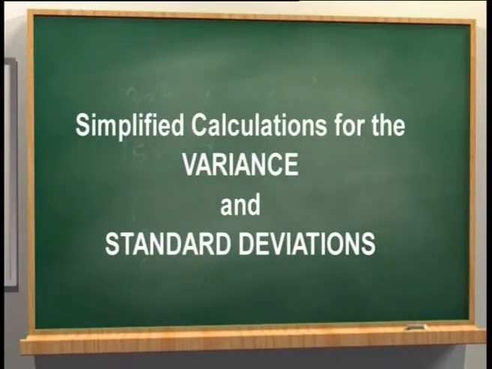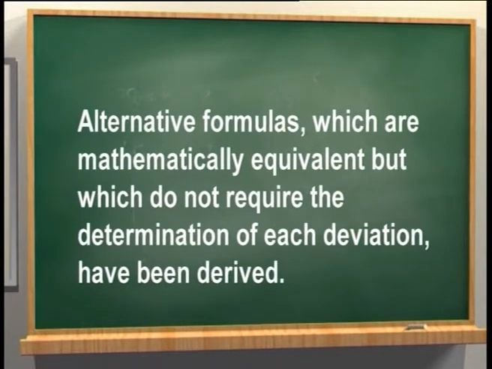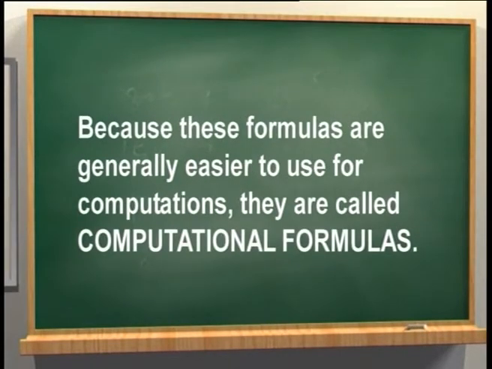Now, let's have some simplified calculations for the variance and standard deviation. The formulas in the preceding sections are called deviation formulas because in each case, the specific deviations of individual values from the mean must be determined. Alternative formulas, which are mathematically equivalent, do not require the determination of each deviation. Because these formulas are generally easier to use for computations, they are called computation formulas.